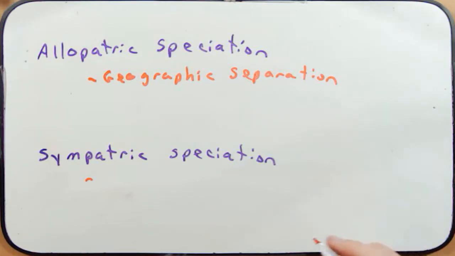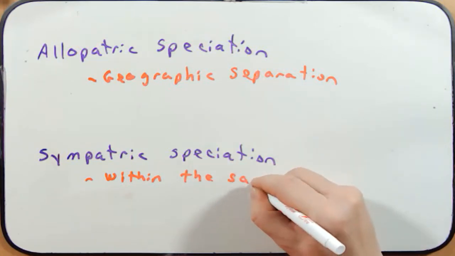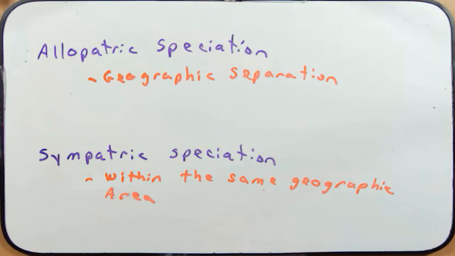So sympatric speciation is a little different. It's when speciation occurs within the same geographic area. There is no separation between the two different populations. They're intermixed within the same area, but still two different species can be formed.